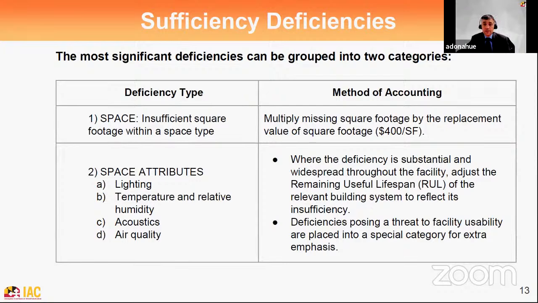On the attributes, the standards specify minimums or ranges of values for lighting, temperature, relative humidity, ambient noise, and air quality, as measured by the concentration of carbon dioxide. When assessors find problems in these areas that are substantial and widespread throughout the facility, the remaining useful lifespan of the relevant building system is adjusted down to reflect its insufficiency. Of special note would be air conditioning, which is handled separately and will be described in more detail later in this presentation. And next, Bill will describe how the process works with regard to space sufficiency.